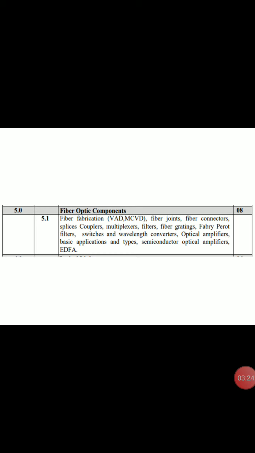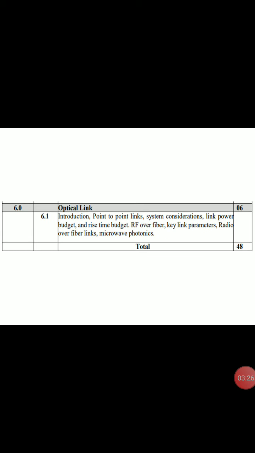Next part, and that is last, the sixth chapter, that is optical link. Now we have to see about the optical link. Optical link means how much budget we should use for the effort of joining two stations, the transmitter and the receiver, and how much budget should be allocated. That is completed in the sixth chapter, optical link.